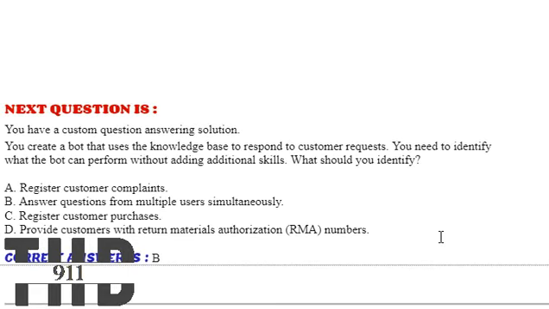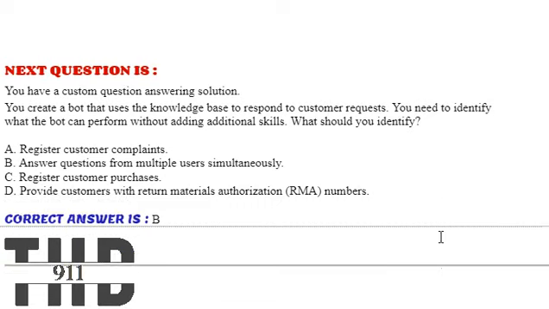The next question. You have a custom question answering solution. You create a bot that uses the knowledge base to respond to customer requests. You need to identify what the bot can perform without adding additional skills. What should you identify? Option A, register customer complaints. Option B, answer questions from multiple users simultaneously. Option C, register customer purchases. Option D, provide customers with return materials authorization numbers. The correct answer is option B.